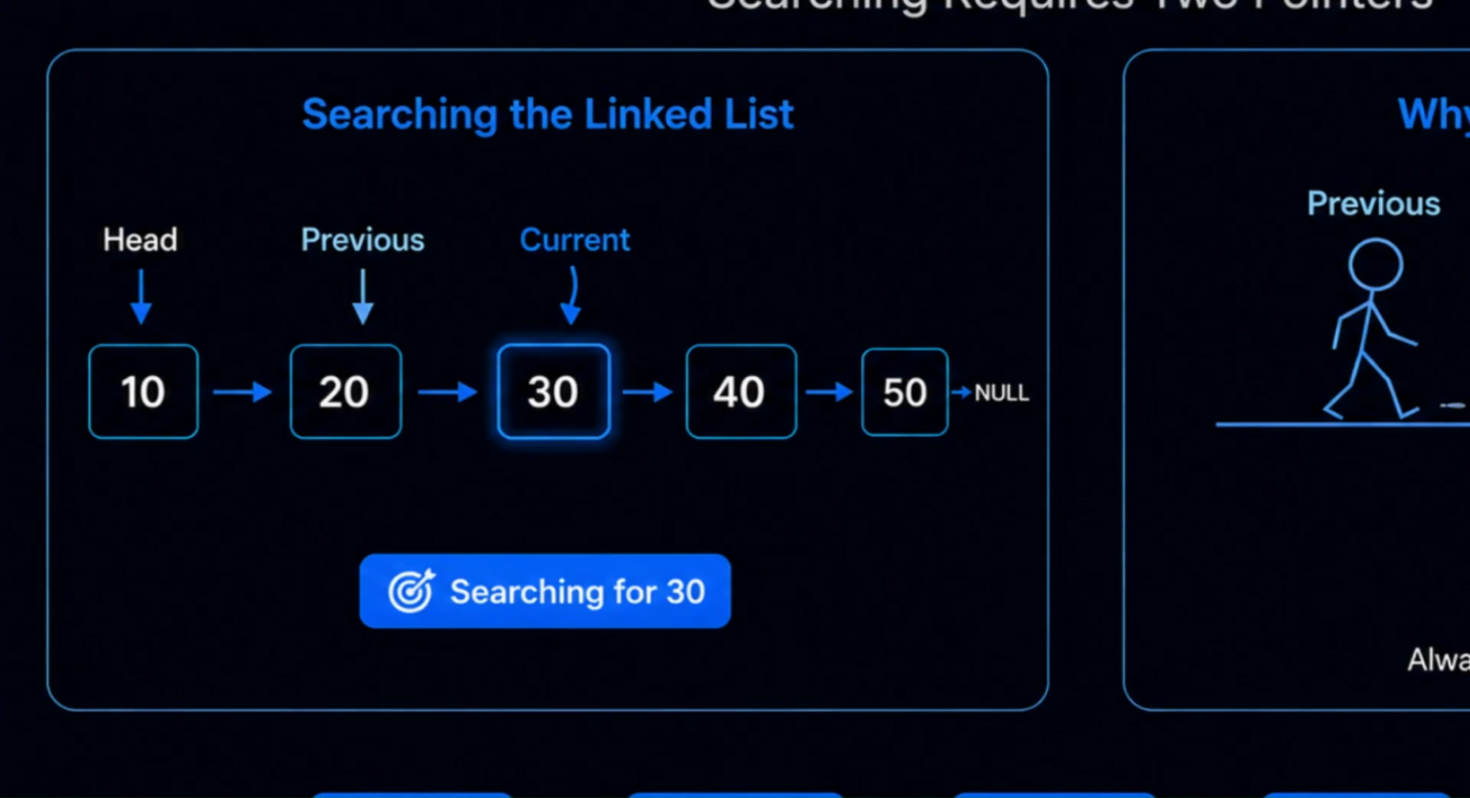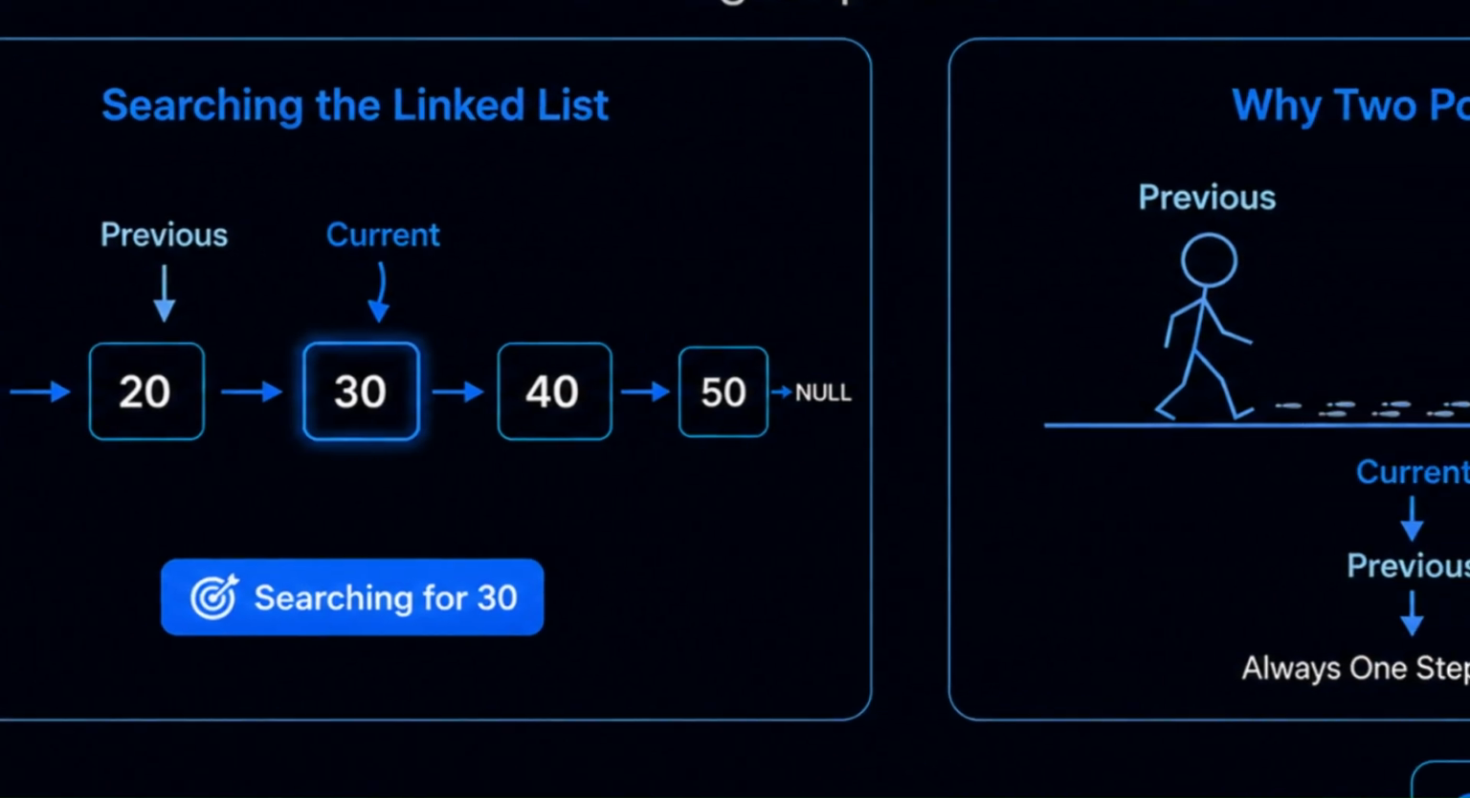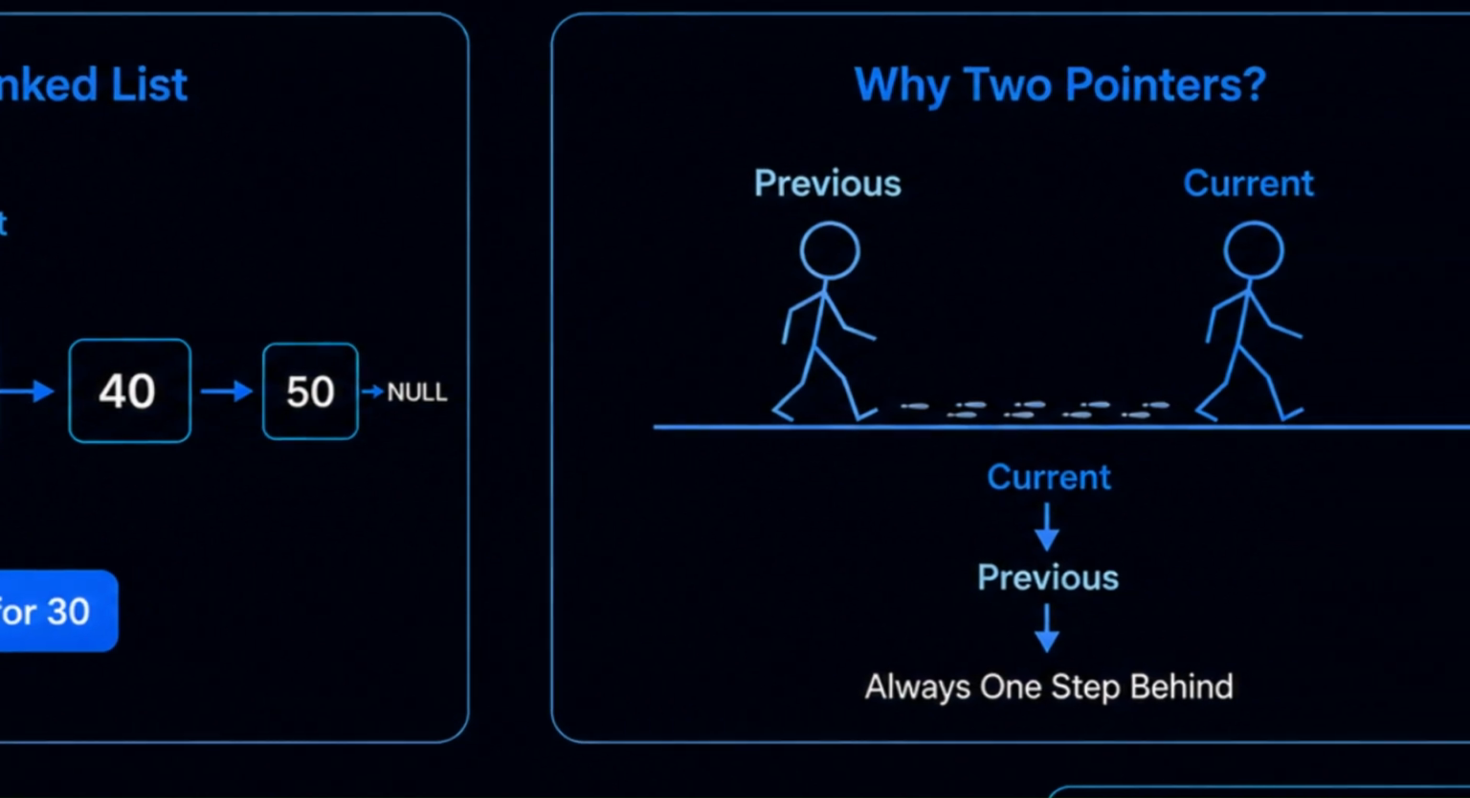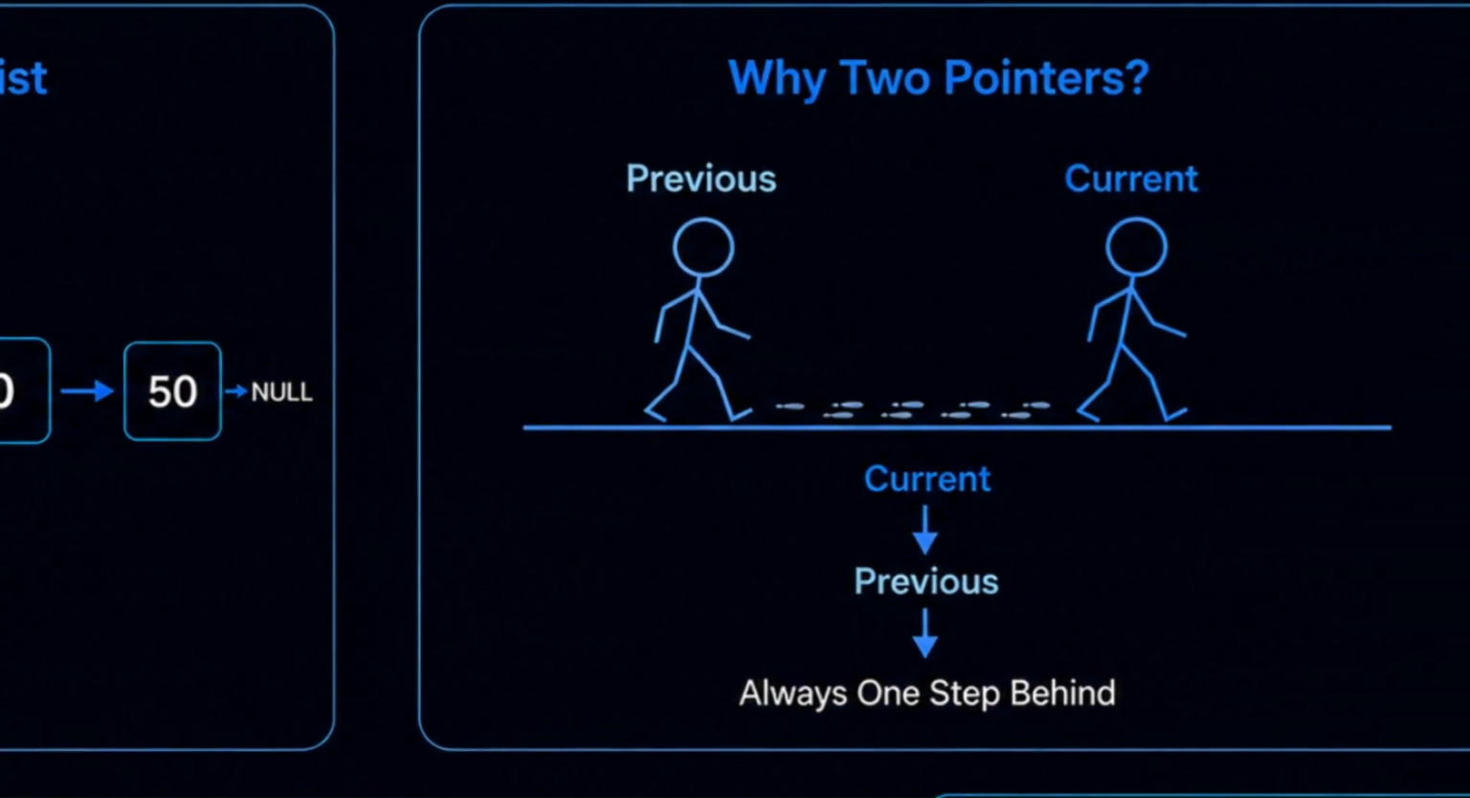Without that previous node, we can't reconnect the list. So instead of using just one pointer while searching, we use two. One pointer represents our current position. The second pointer stays one step behind. As both pointers move through the list together, the previous pointer is always tracking the node directly before the current one.